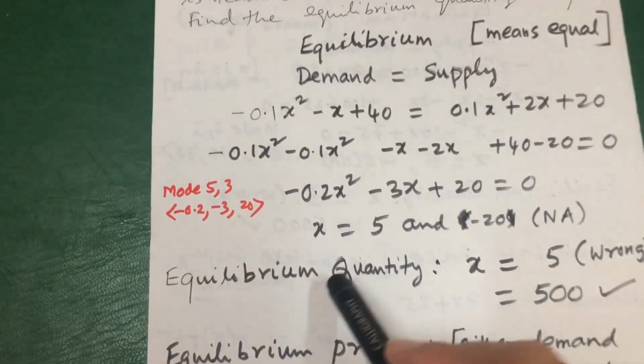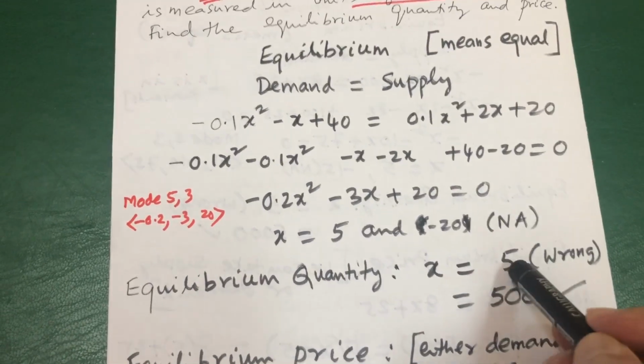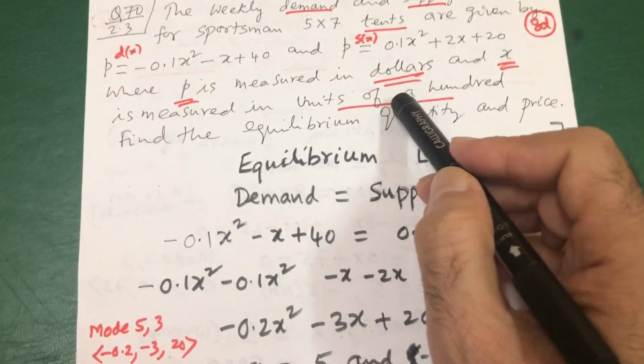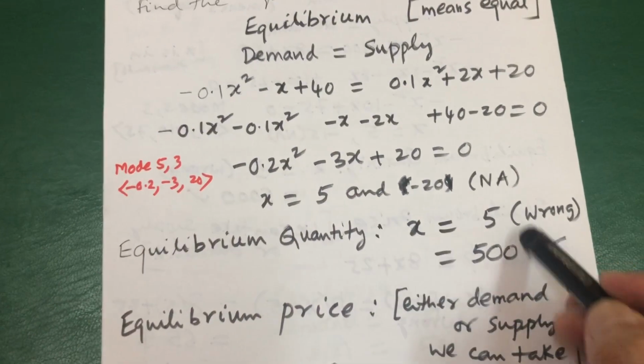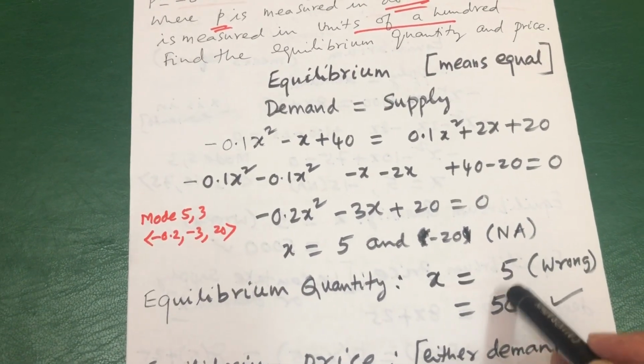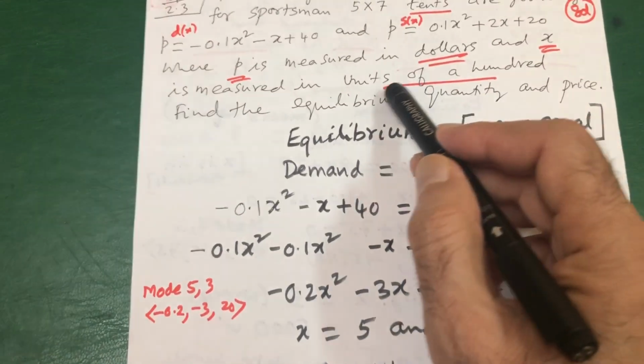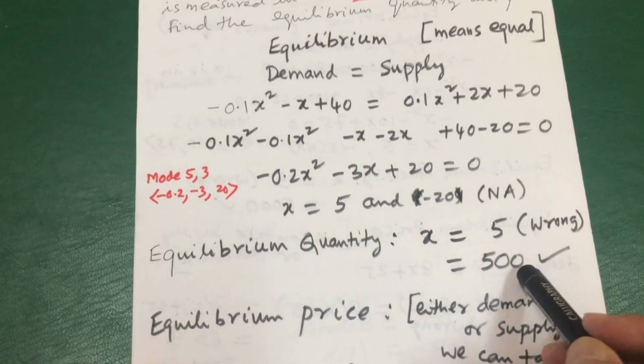What is the question? Find the equilibrium quantity. Equilibrium quantity means x. X means 5 is wrong. You have to write 500 here, not 5,000. Units of hundreds means you cannot order 5,000 tents. Maximum you order 100 tents, 50 tents only. So it is 500, because here it is given units of 100. Be careful with that one.